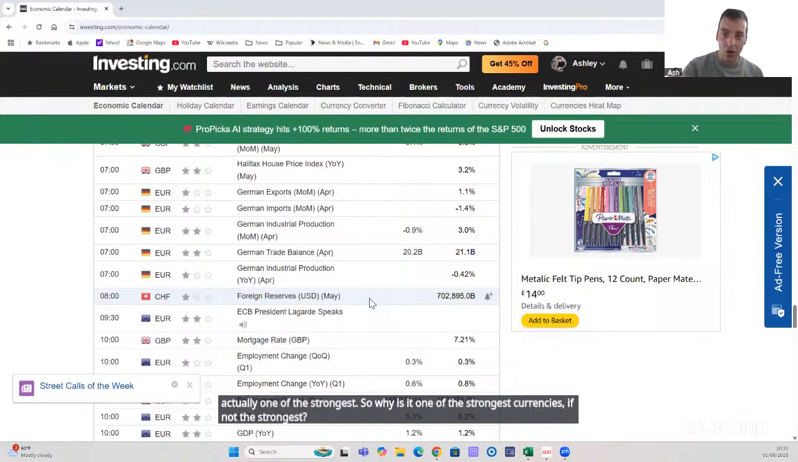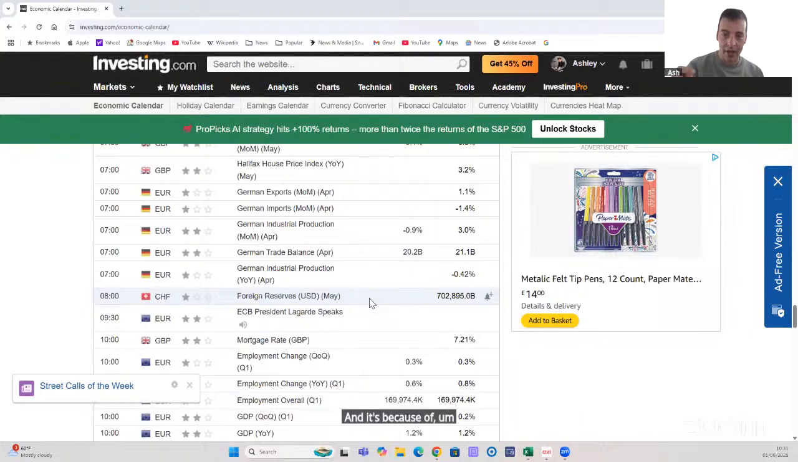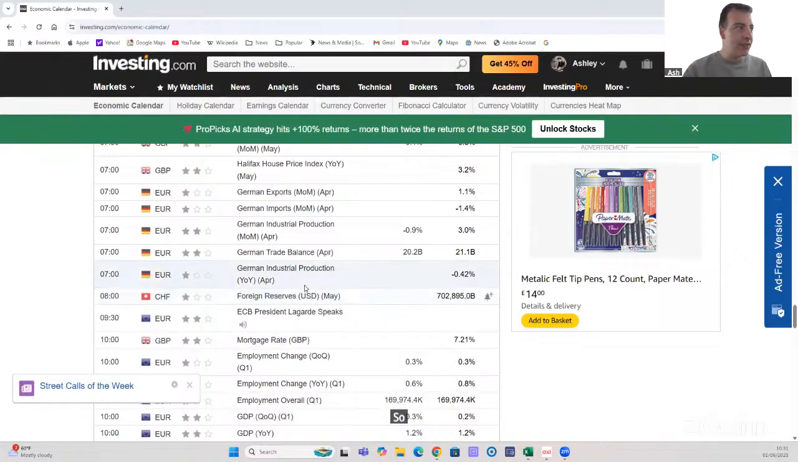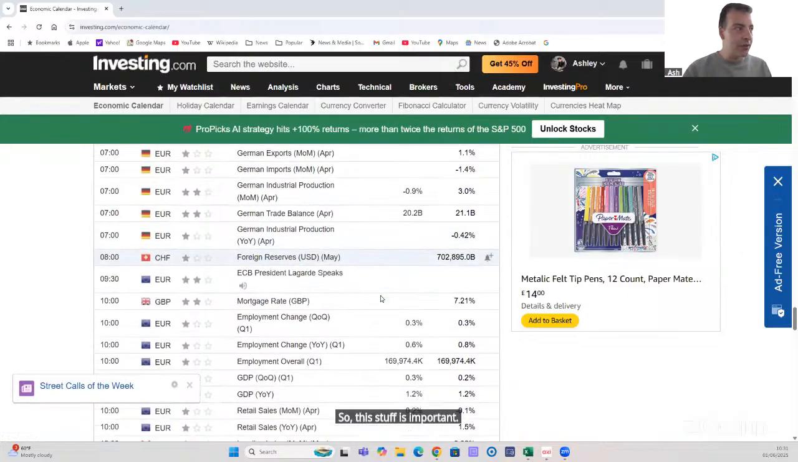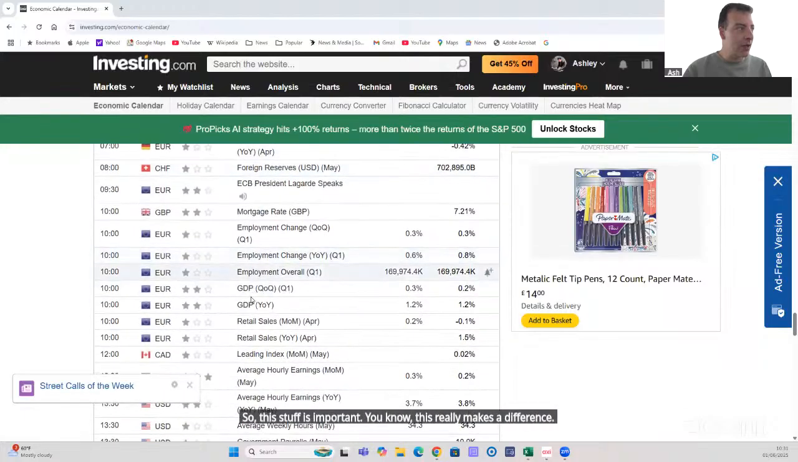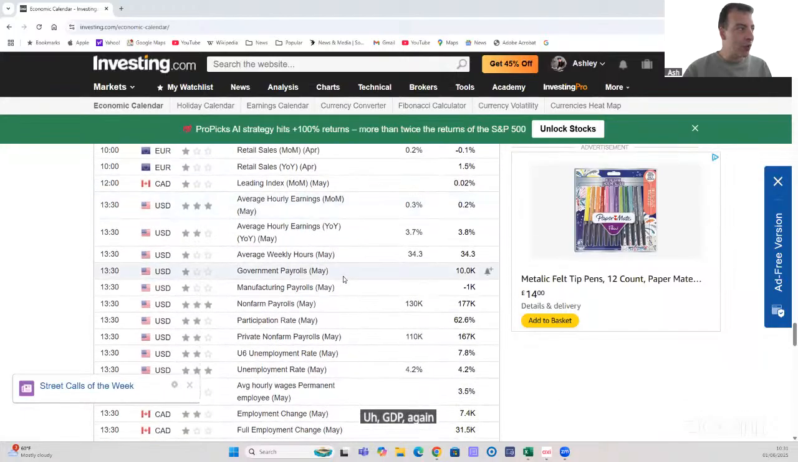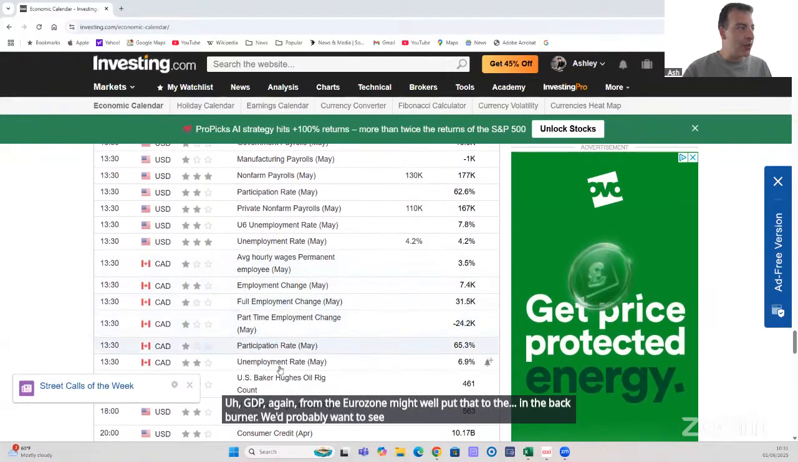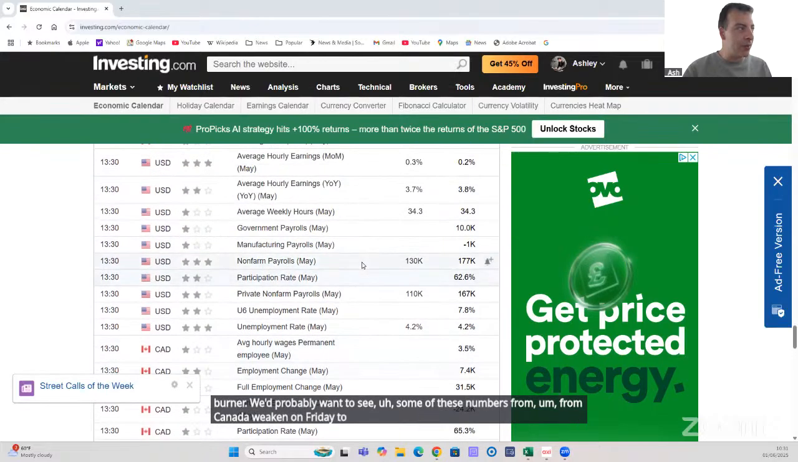And it's because of asset ownership. Switzerland's economy owns a lot of foreign assets. So this stuff is important. You know, this really makes a difference. GDP again from the Eurozone might well put that on the back burner. We probably want to see some of these numbers from Canada weaken on Friday to continue the theme of weaker CAD.